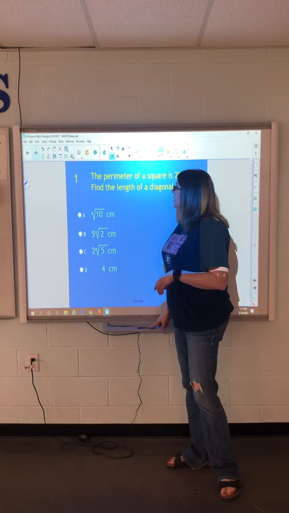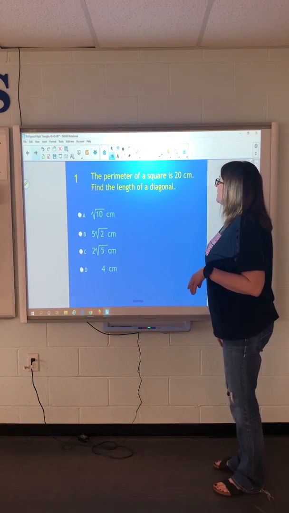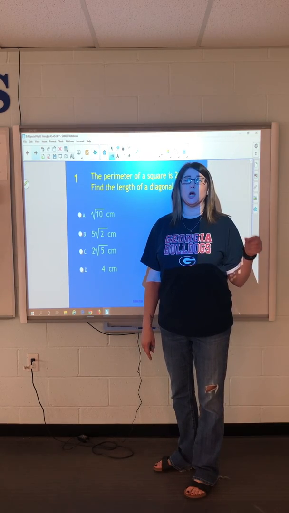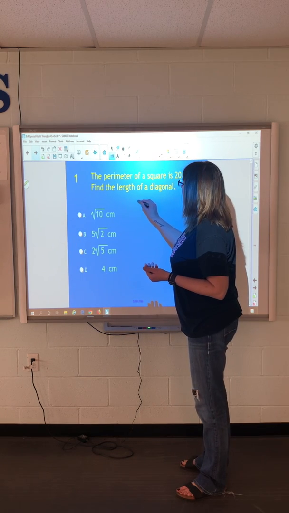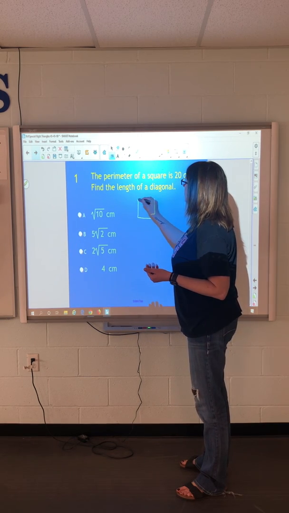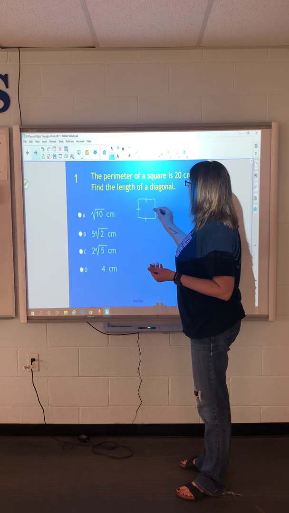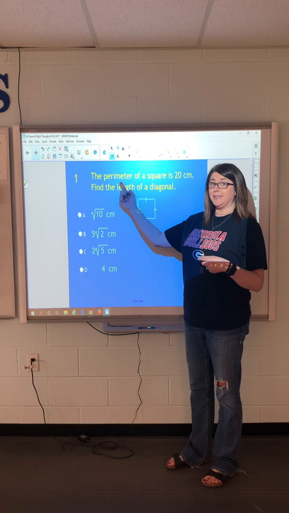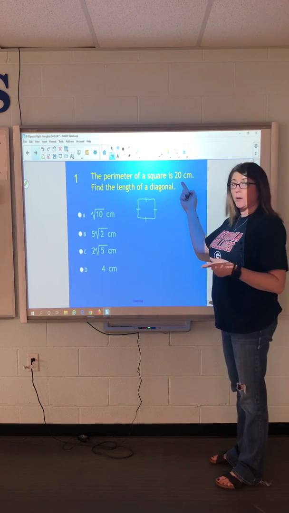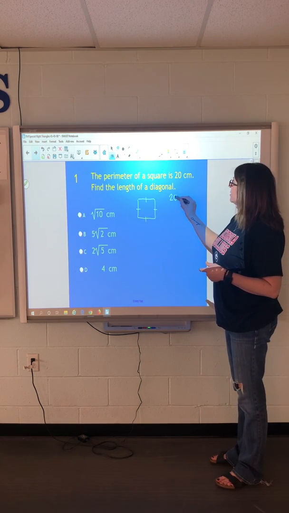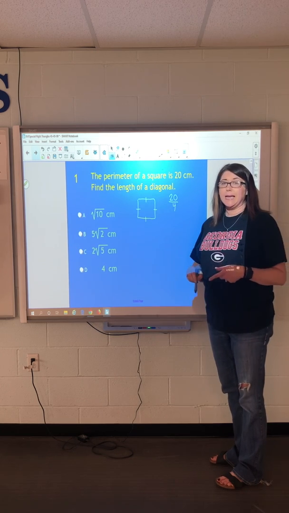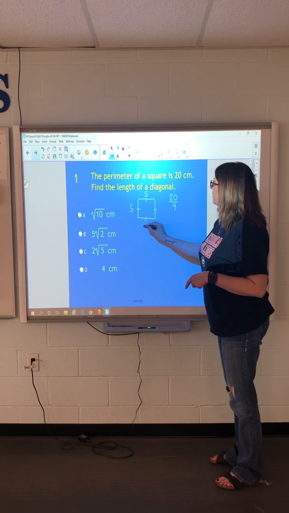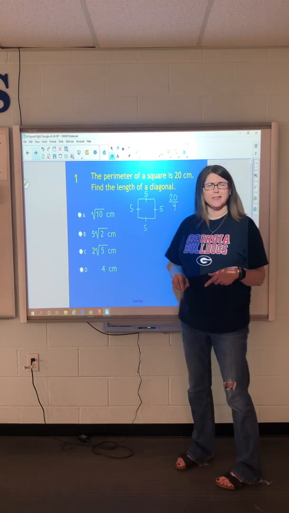So number 1 says the perimeter of a square is 20 centimeters. Let's review. Remember, perimeter means the distance around a figure. So I have a square. What do I know about squares? I know that all of those sides are going to be the same amount. And I know for this particular square that the distance around it is 20. If that means that all 4 sides are equal, if I take that 20 and divide it by 4, that means each side is 5. Does that make sense? I hope so.